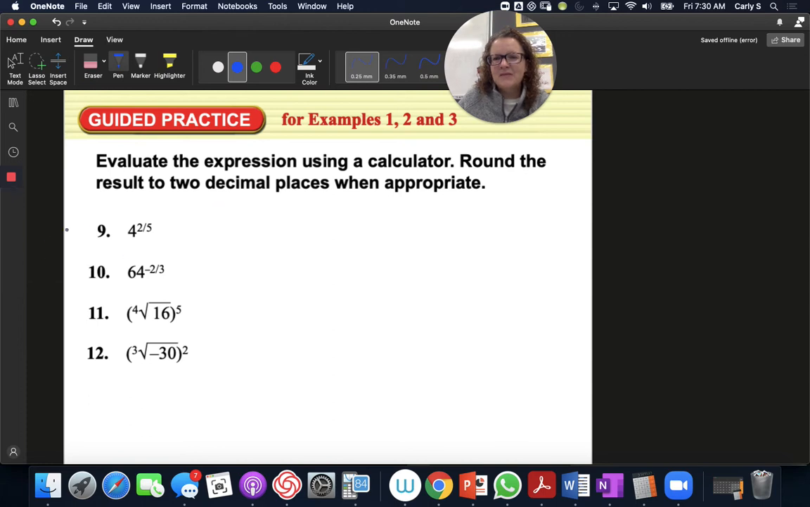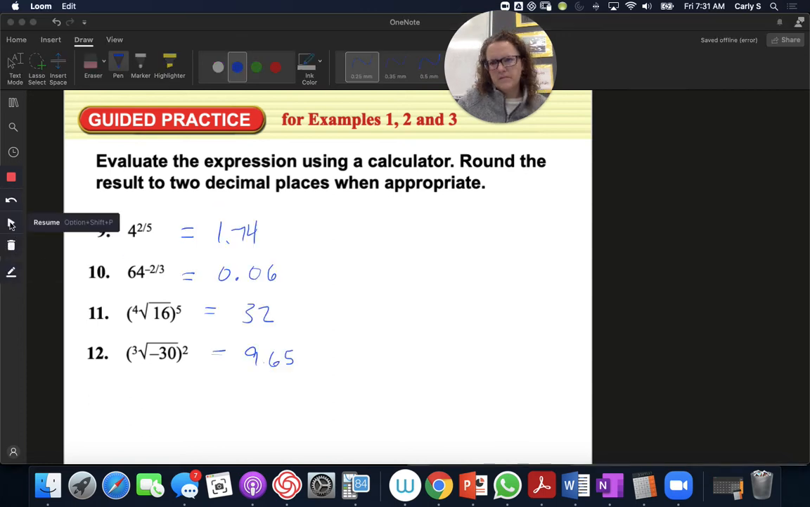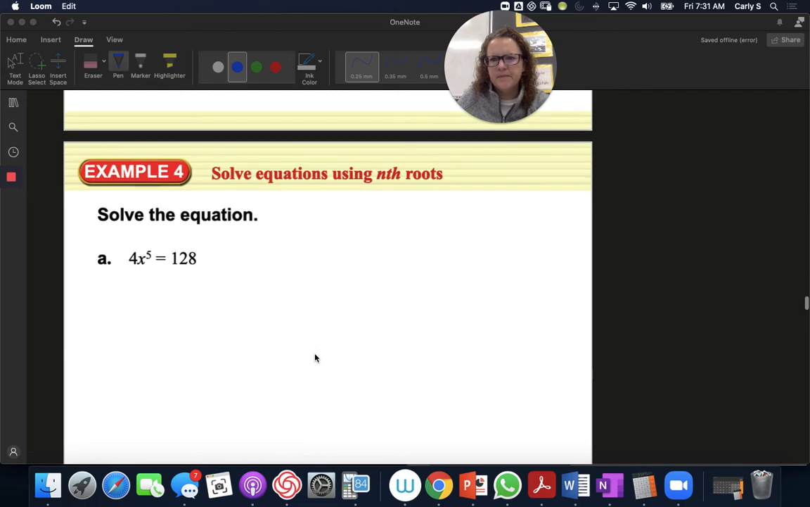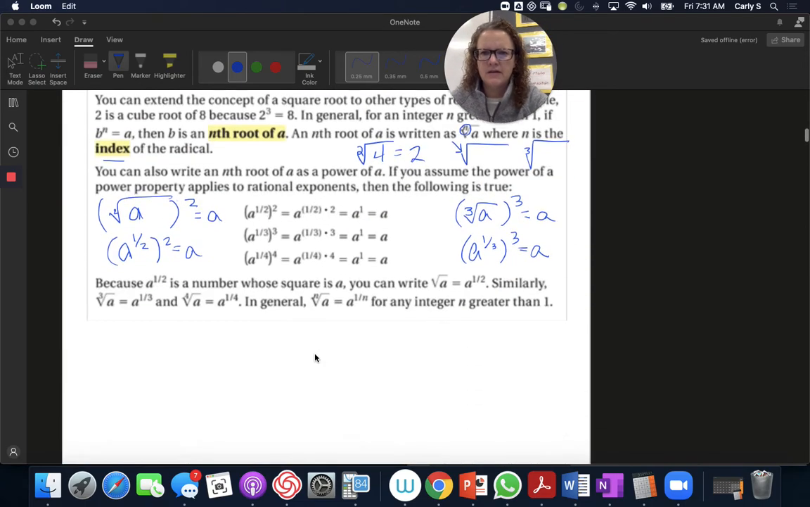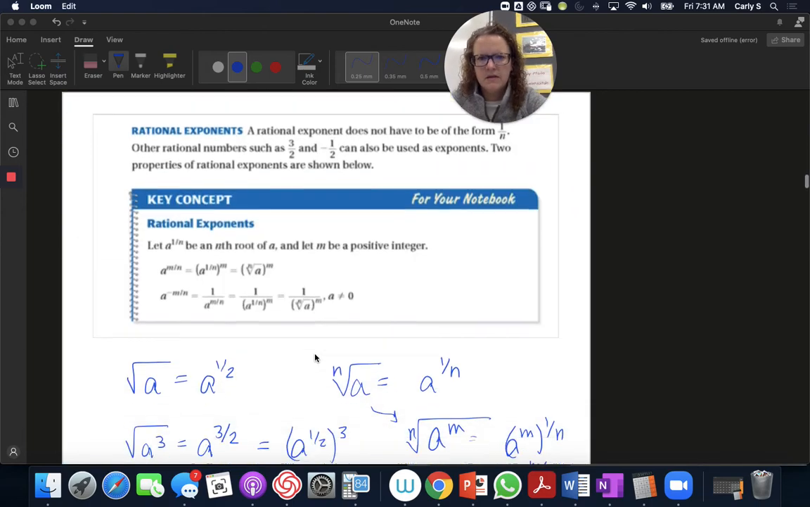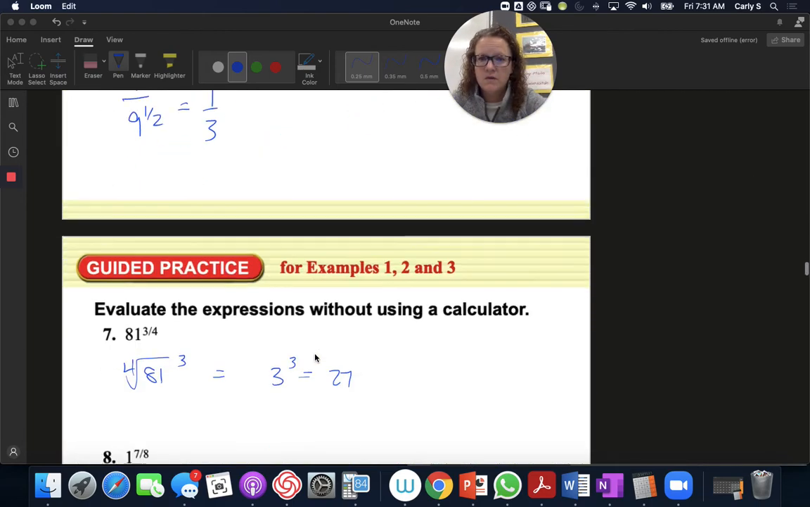It says round, so we can use a calculator. All right, there you go. You can push pause and look at them real quick if you'd like. All right, example 4. Oh, this program does that a lot. It'll skip back to the beginning at random times, which is very annoying.